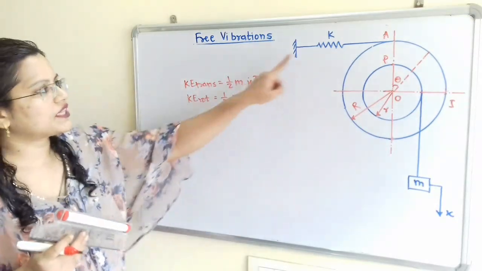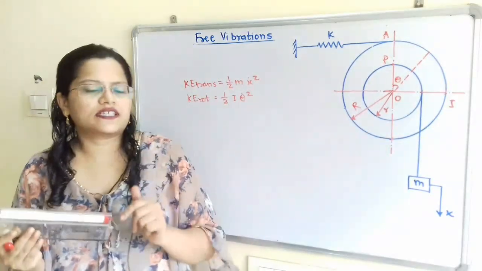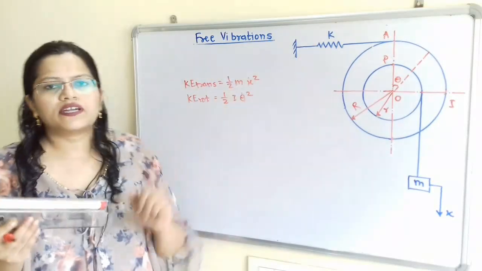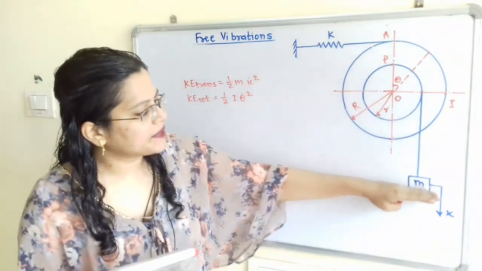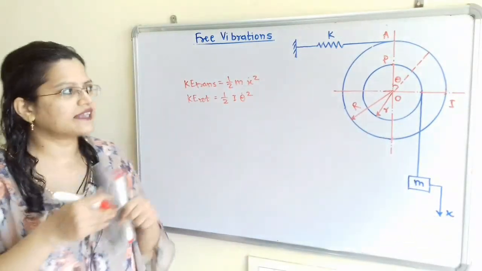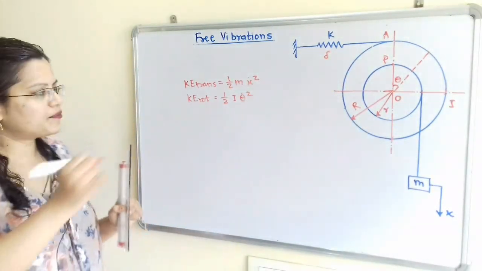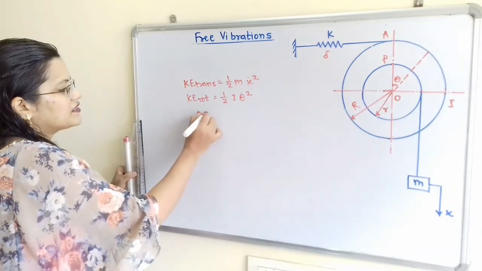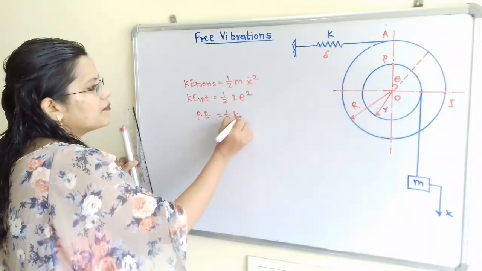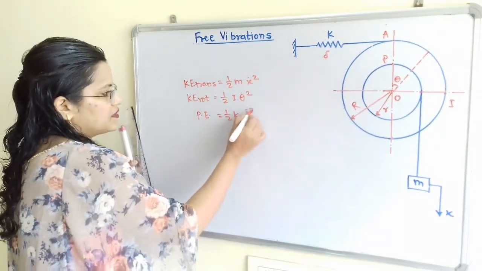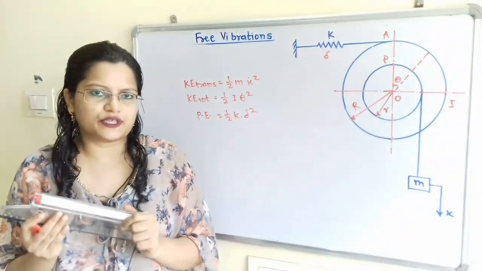Now we will consider the potential energy. In this system, potential energy is due to the energy stored in the spring with stiffness k. As the mass m is getting displaced through a distance x, there is a deflection delta in the spring. So the potential energy related to the spring is half multiplied by stiffness k multiplied by deflection delta square. So these are the three energies in the system.